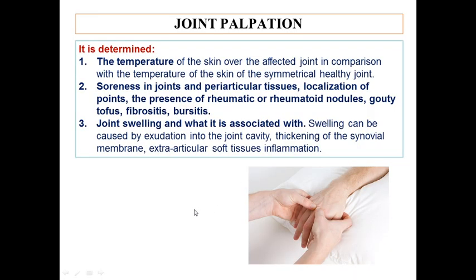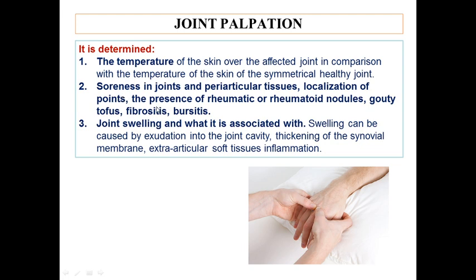During joint palpation, you should be able to determine the temperature of the skin over the affected joint. It's very, very important because a joint may be damaged by a degenerative process or by an inflammatory process. If an inflammatory process is present, of course, the temperature of the skin over the joint will be high.